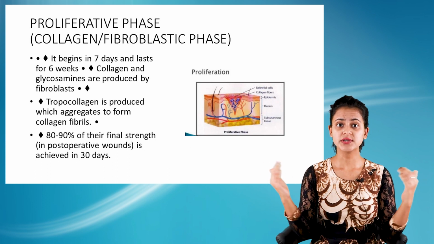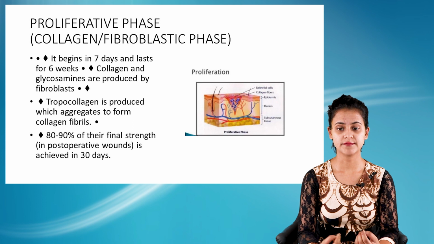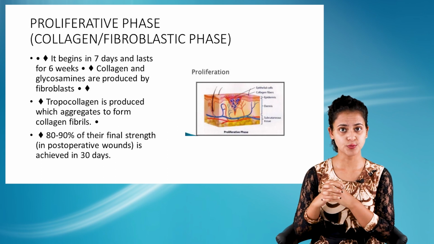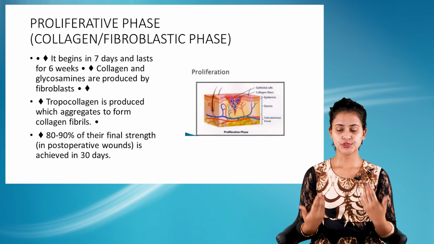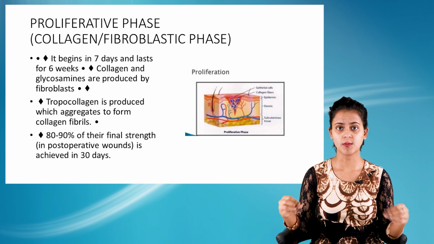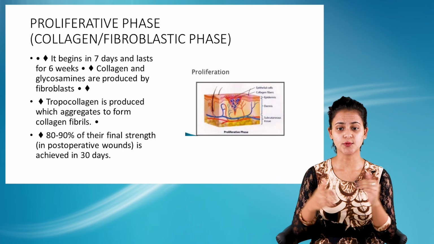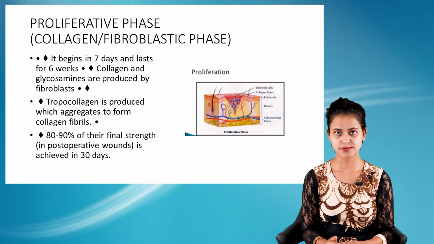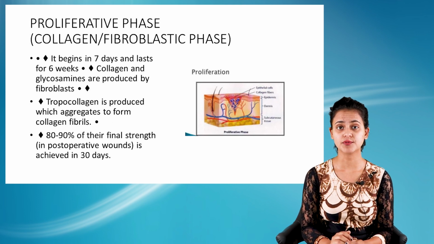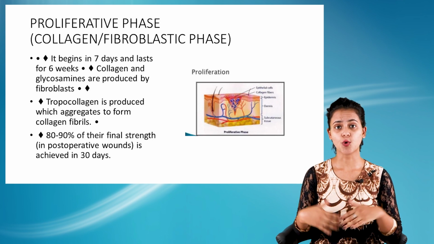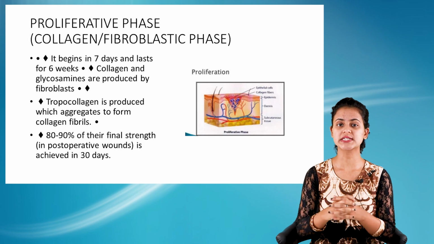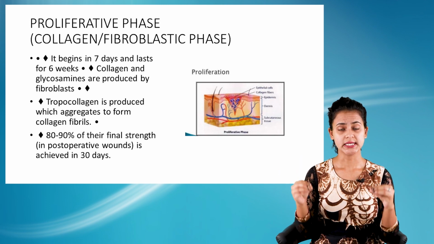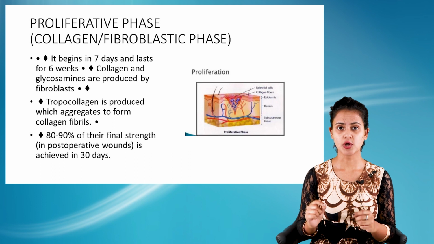It will vary. Next, in this proliferative phase, collagen and glycosaminoglycans will be produced from the fibroblasts. Tropocollagen will also be produced here, which ultimately aggregates to form the collagen fibrin mesh in the wounded part. This fibrin deposition, collagen deposition and mesh formation ultimately provide strength. 80 to 90% of the final strength in the wounded part, because of the collagen and fibrinogen mesh formation, will be achieved within 30 days of the initial traumatic injury.